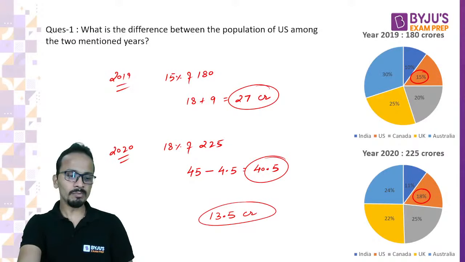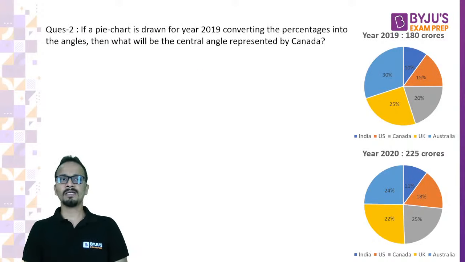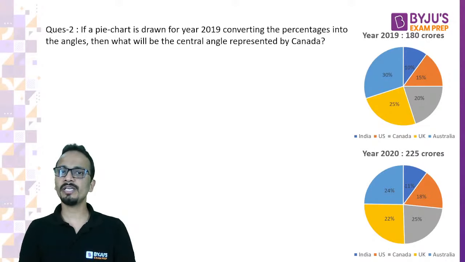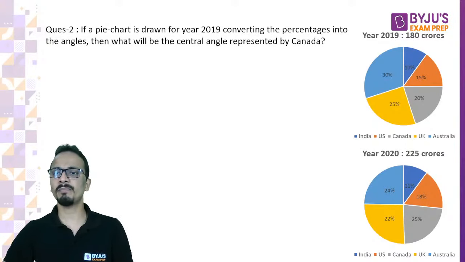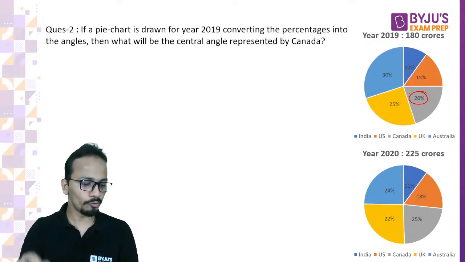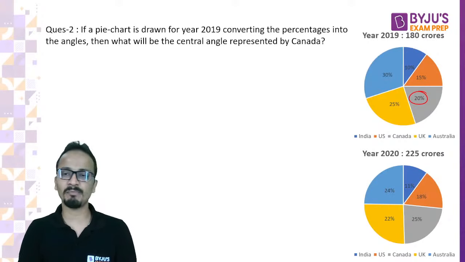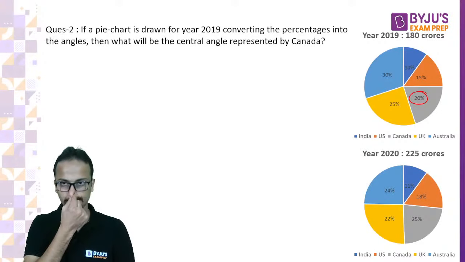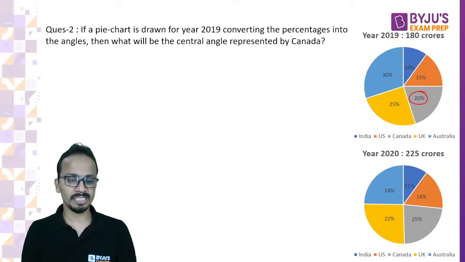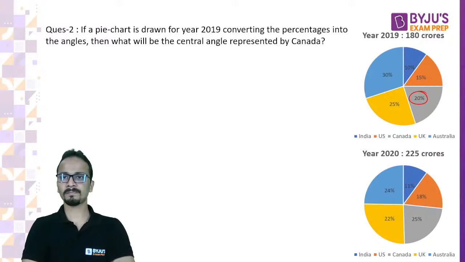Let's quickly move on to the next question. The second question is, if a pie chart is drawn for year 2019, convert the percentages into angles, then what will be the central angle represented by Canada? I'll wait for a few seconds, and I want all of you to write your answer in the chat box. Come on, quickly do that. Write your answer.